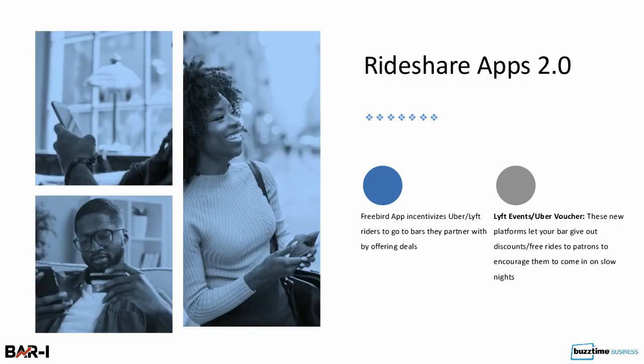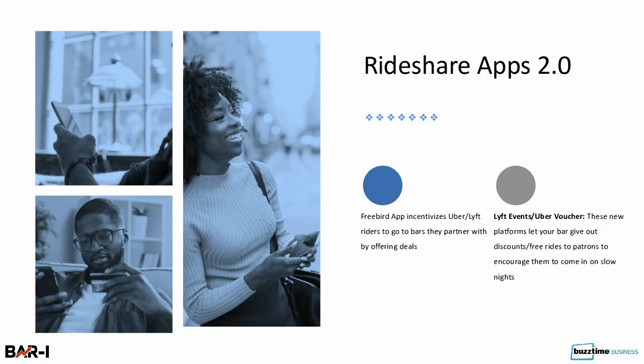We also have rideshare apps 2.0. The Freebird app has been gaining a lot of popularity recently. It incentivizes Uber and Lyft riders to go to bars they partner with by offering different deals. Basically, you get a certain credit or deals if you decide when you get into your Uber to go to their bar or restaurant. It's a pretty cool idea and has been gaining a lot of traction, so I think it's on the horizon and could be a big part of the huge rise in rideshare across the country.